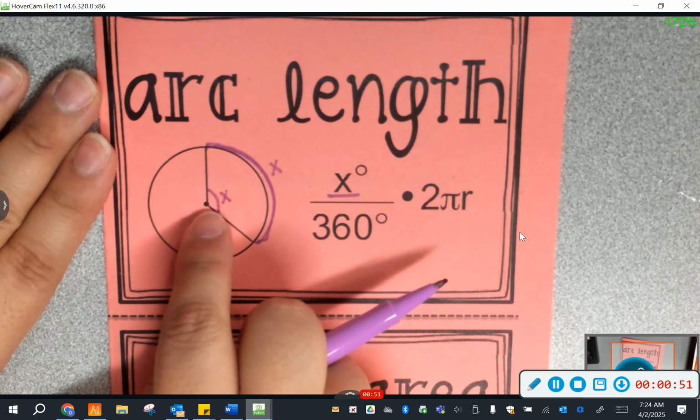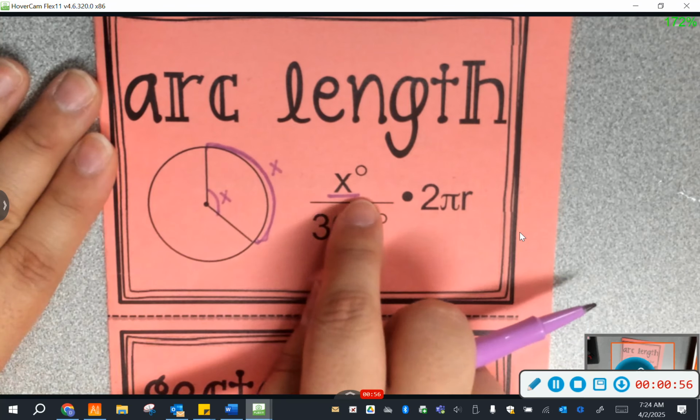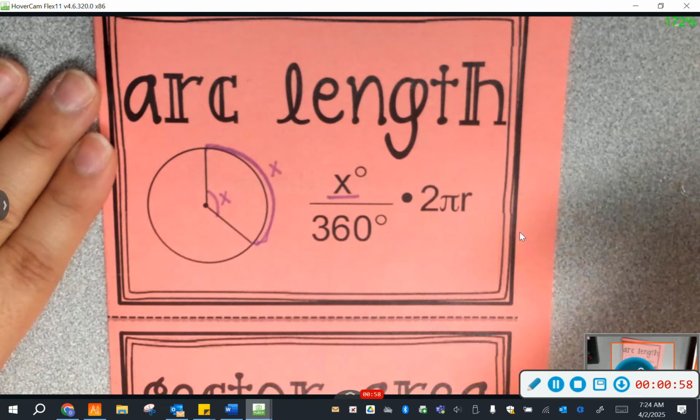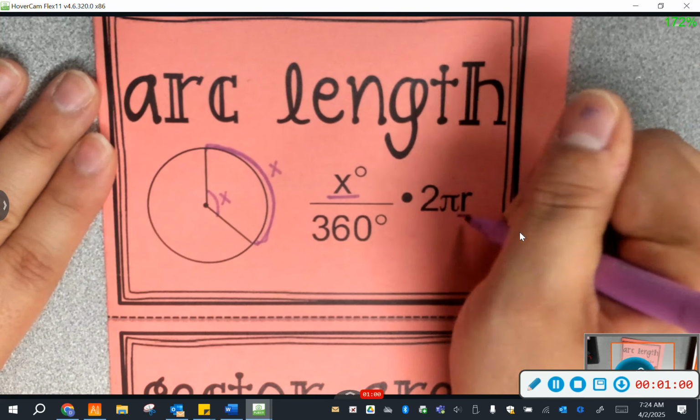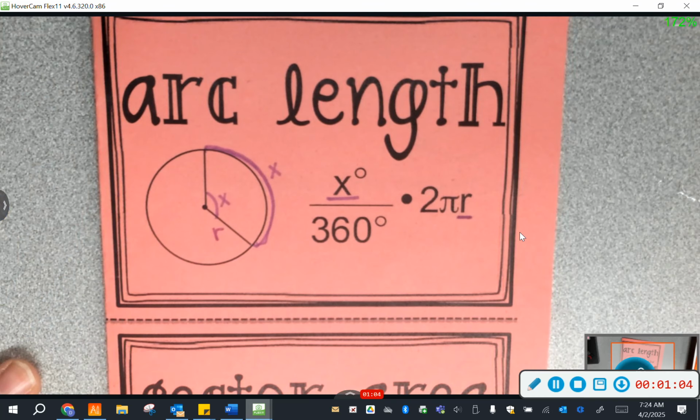So if you know the central angle, you know the arc. If you know the arc, you know the central angle. That's what x is. And again, what do you think r is going to be? The radius. Those are the two things you will be filling in to find arc length.